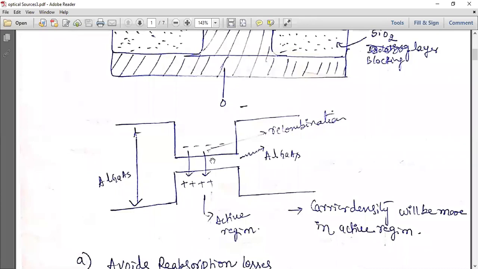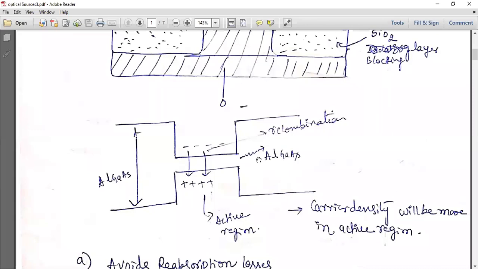The generated photons will come in this direction. It may go in this direction also. In most cases it will generate here. But as the light comes out from the active region, it will not go again into the other layers and recombine, because the band gap between these two is more.